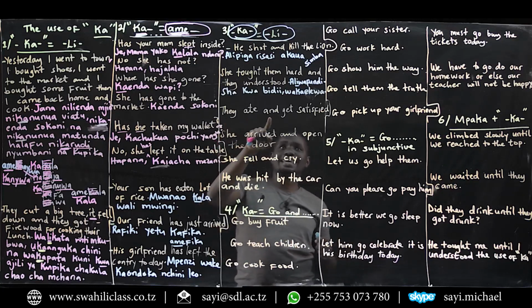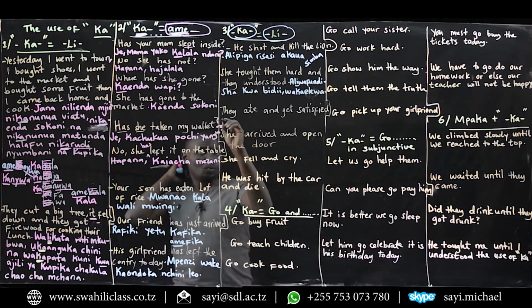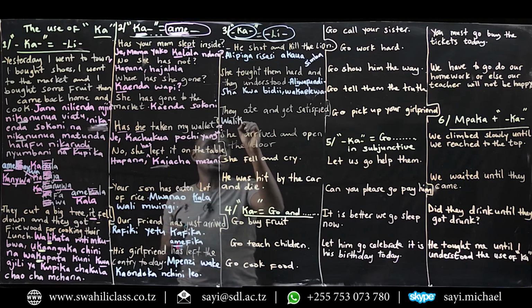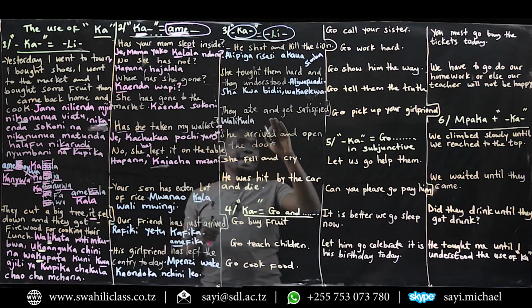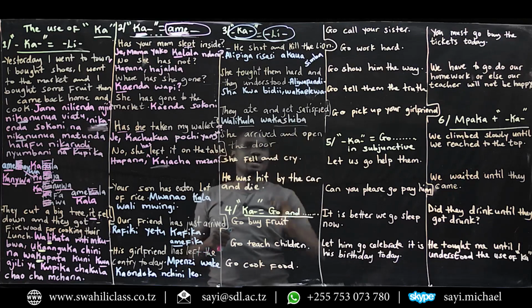They ate and got satisfied. They ate. Wali. Walikula. And got satisfied. Walikula. Waka. Shiba. So immediately after they ate, they got satisfied.